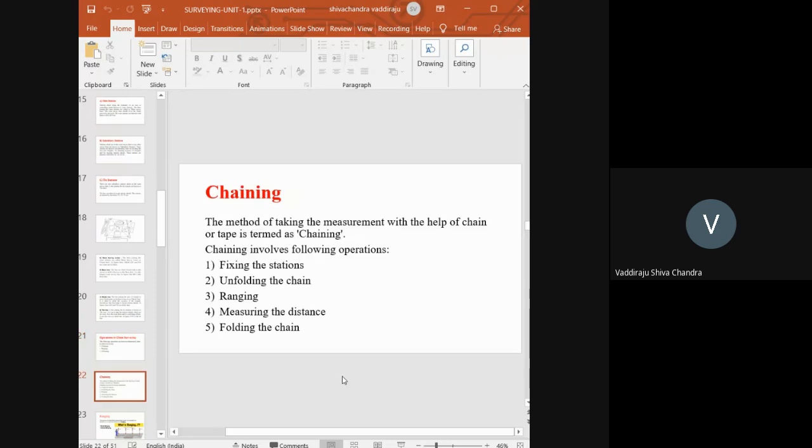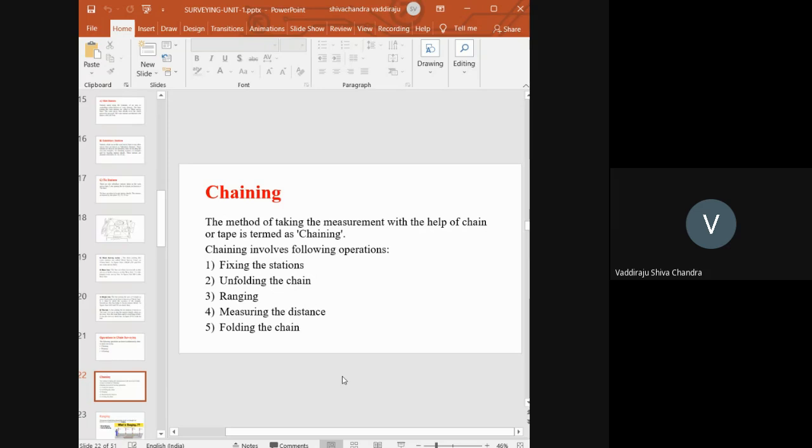What is chaining? The method of taking measurements with the help of a chain or a tape is termed as chaining. Chaining involves the following operations: fixing the stations. First, we need to fix our survey stations in the field, A, B, C, D, E, F, like that. Then unfolding the chain. Unfolding and folding the chain are two important aspects to ensure the chain is maintained in good condition.